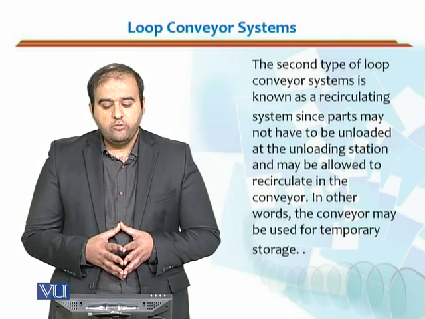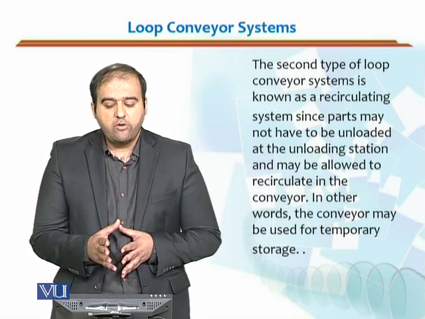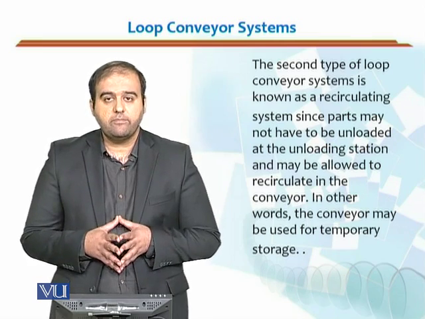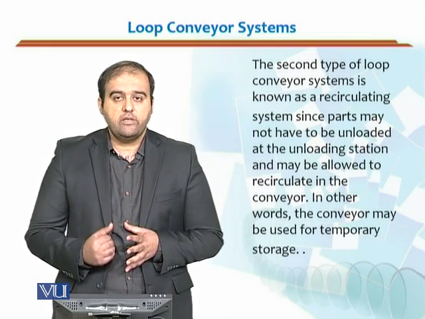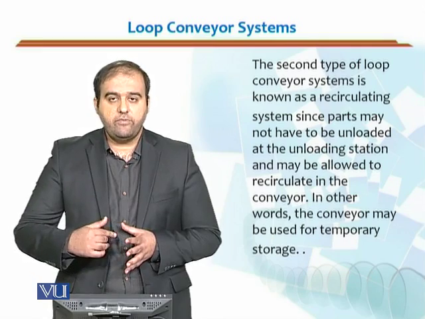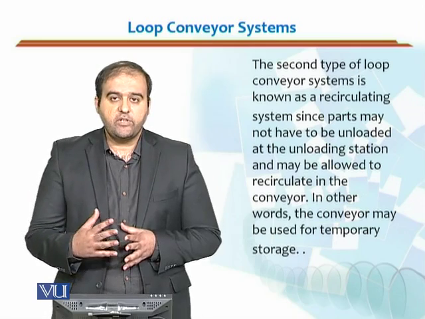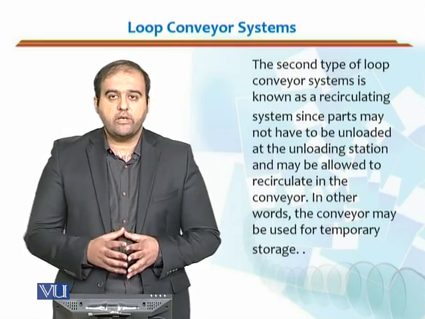The second type of loop conveyor system is known as a recirculating system. Parts may not have been unloaded at the unloading station and may be allowed to recirculate in the conveyor. In other words, the conveyor may be used for temporary storage. Yes, there are carousels in which the conveyor would not unload the containers at the unloading station. Instead, it would be recirculating. What does it mean? It means the conveyor would be used like a temporary storage area rather than loading and unloading containers.